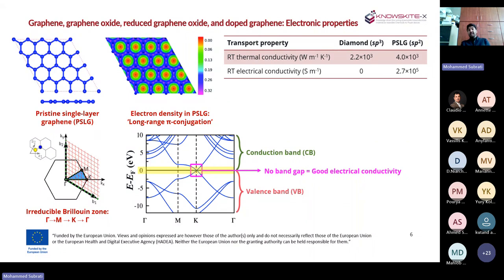Apart from that, in diamond, because it extends in three dimensions, the dissipation of the phonons, the vibrations for thermal conductivity, takes place in three dimensions, whereas in single-layer graphene, it takes place in two dimensions. So this is why the thermal conductivity is higher. But diamond, as you saw, is fully occupied, all the four sp3 hybridized orbitals. So this is why it has no electrical conductivity. It is insulating. Whereas for pristine graphene, because it has no band gap, this is why it has good electrical conductivity.